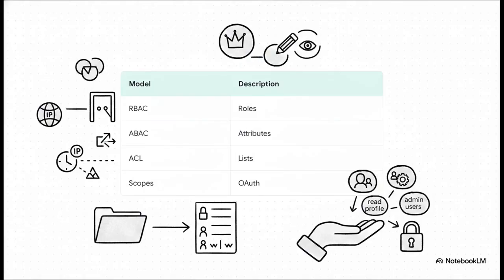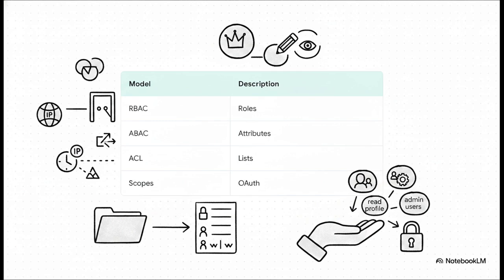We actually track these permissions using a few different models. You've got your standard RBAC for broad role assignment, like granting admin or viewer rights. But as systems scale up, developers often shift to ABAC for more dynamic, context-aware decisions, like restricting access based on corporate IP addresses or maybe the time of day.